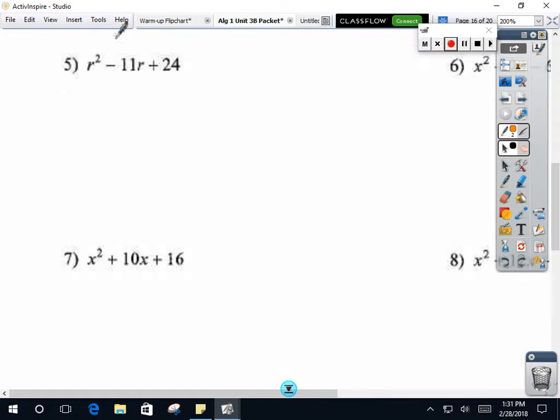Okay, now let's look at number 5. The A value is 1, so it's not a concern right now. It will only become a concern when it's not a positive 1. The B value is negative 11, and the C value is 24. So you're looking for two numbers, and they have to multiply to make your C value, which is 24, and they have to add to make your B value, which is negative 11. What numbers will do that?